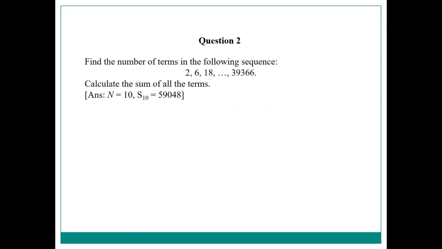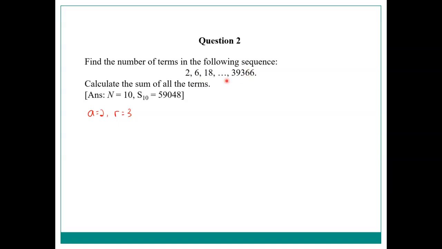Question 2, we have first term equal to 2. We have the common ratio. What is our common ratio? 3 again, because in order to get from 2 to 6, we must times 3. 6 times 3, we get 18 and so on.